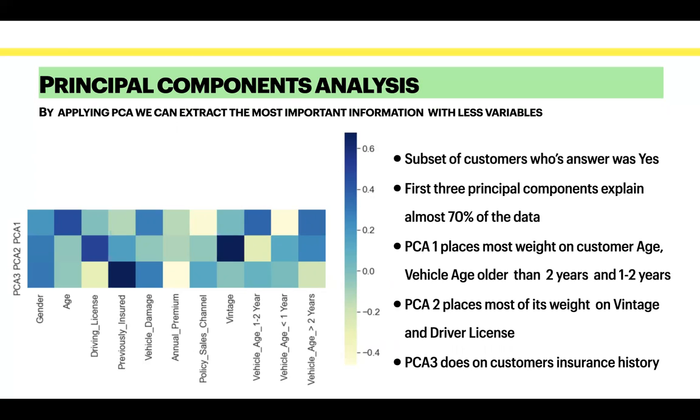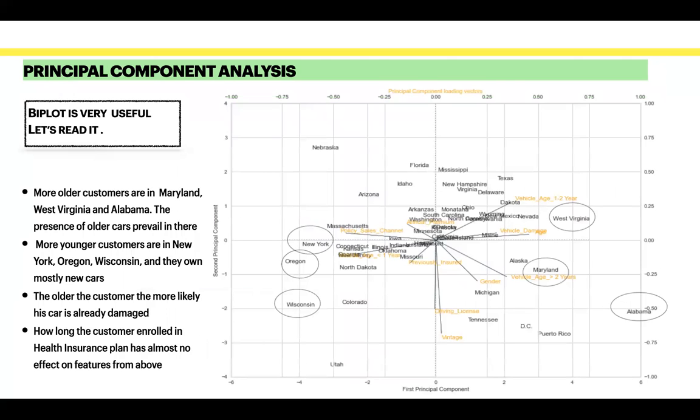The most important dimensions, among others, are customer age, vehicle age, how long customers have been enrolled in the health insurance plan, valid driver license, and the current customers' auto insurance history. So we could see them in bold on the heat map. For interpreting the new variables, I used a biplot.